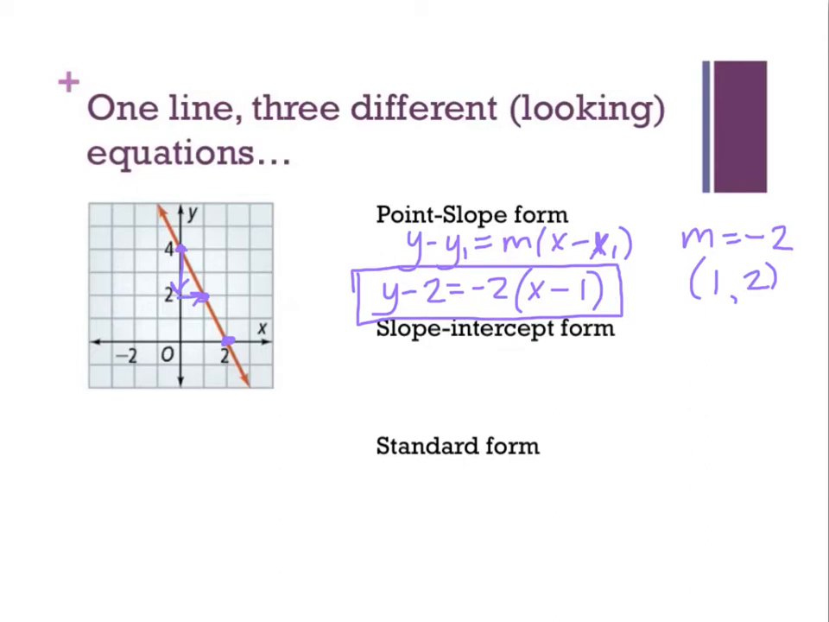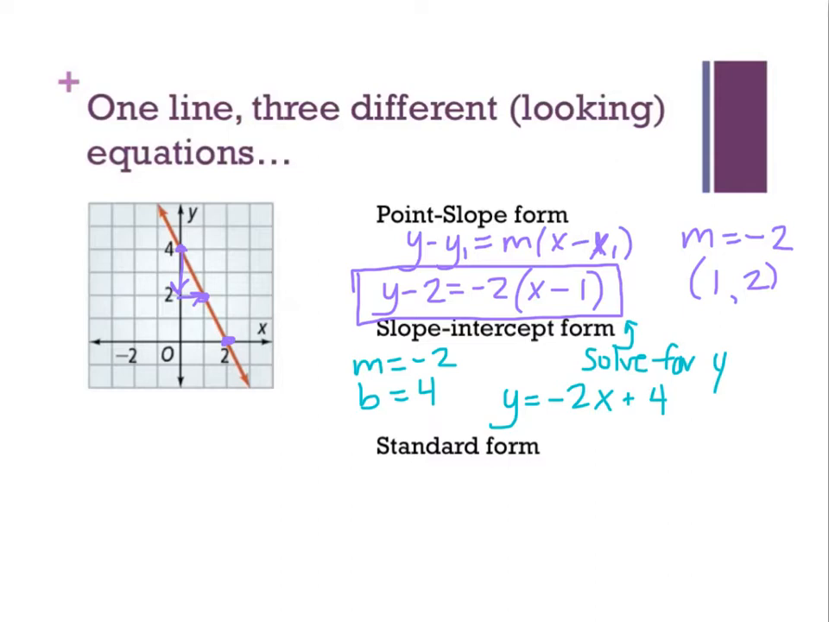Slope-intercept form can be found 2 different ways if you have a graph. If you already have point slope form, you can take your point slope form and solve that for y. You could also find the slope and the y-intercept. We already know the slope, it's negative 2. The y-intercept is 4. So I can just plug them in. y equals slope times x plus y-intercept. Now, how is that the same thing as this? If you go through and you solve this for y, you will get this. We'll practice that in class, though.